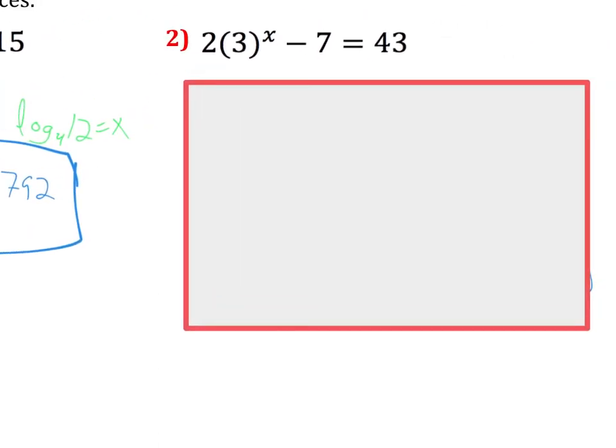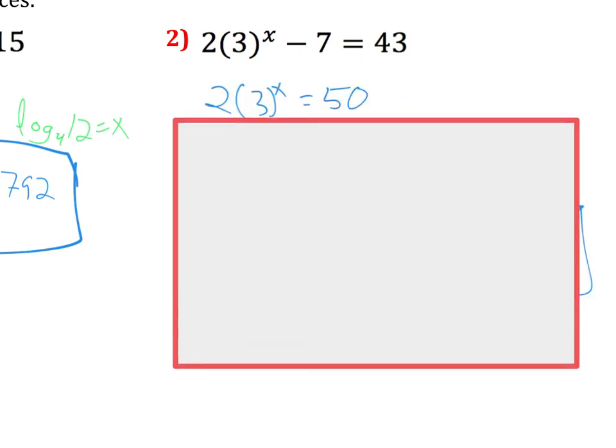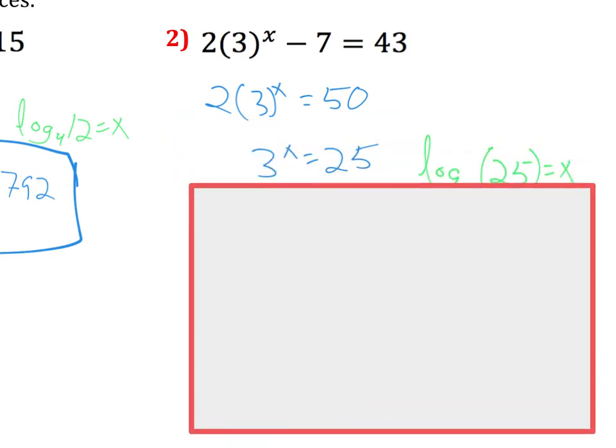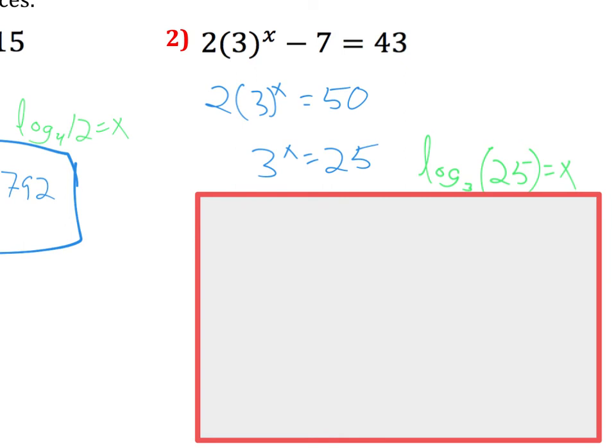Let's try this next one here. 2 times 3 to the x minus 7 equals 43. Well, first we'll move that 7 to the other side. And that's going to give us 50. Now we need to divide out that 2, so that's going to give me 25. So 3 to the x equals 25, or in log form, log base 3 of 25 equals x. And if you need to know how to do that, you kind of do that loop and swoop method. And now that we have that, we can throw it in change of base formula.